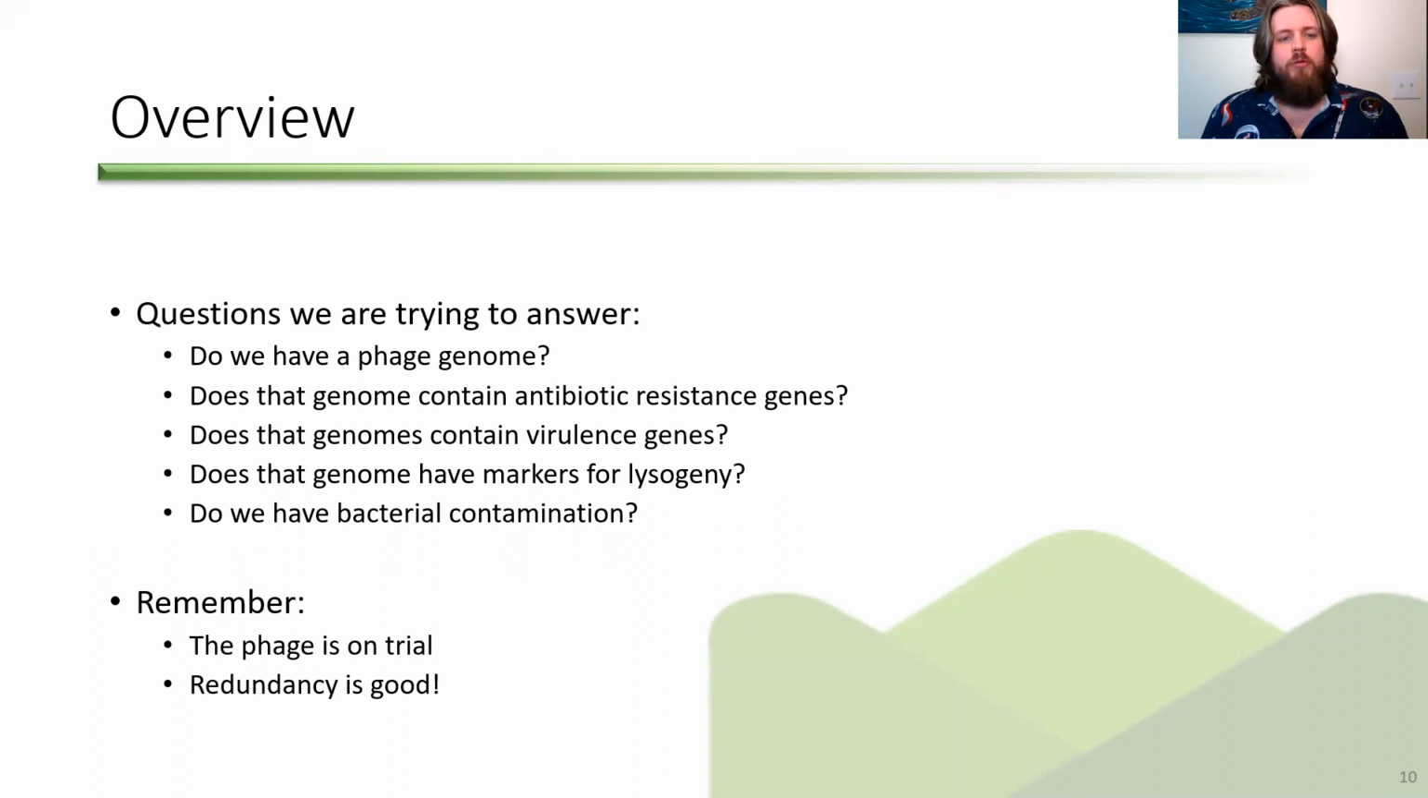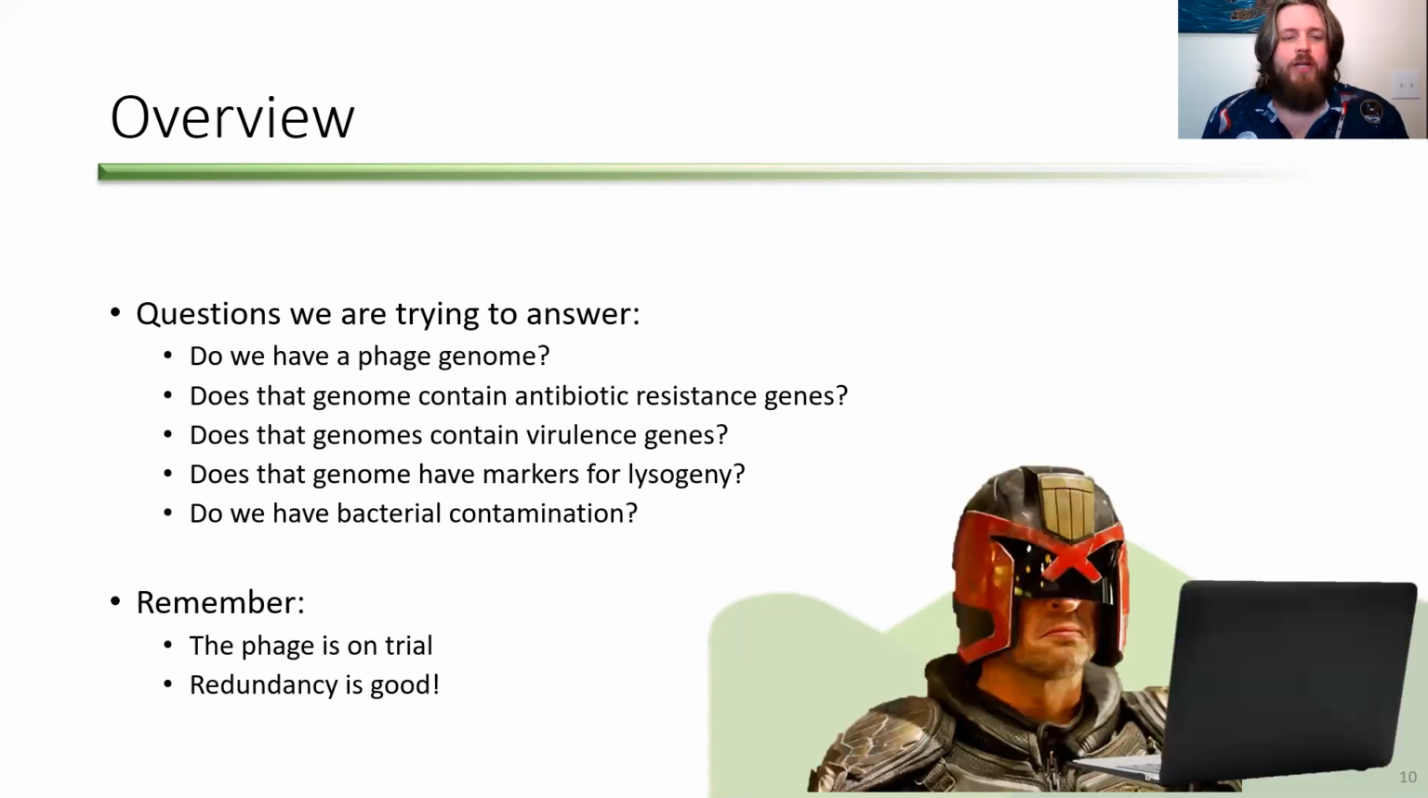But there's a couple of things I want you to remember going forward with this presentation and with your work. One, the phage is on trial. We can't prove a negative, right? So we can't ever say for certain that this phage under the right conditions does not enter the lysogenic cycle. So in this way, the phage is more on trial, and we're trying to prove beyond a reasonable doubt that this phage cannot do these things that we don't want in a therapeutic phage. So in that way, we act as more of judges than scientists. The second thing I want you to remember is that redundancy is good. Whenever you do something one way, it's always best to do it a second way with a different method if possible.